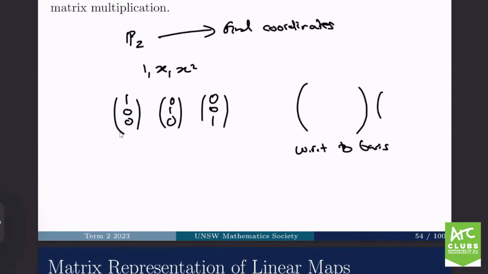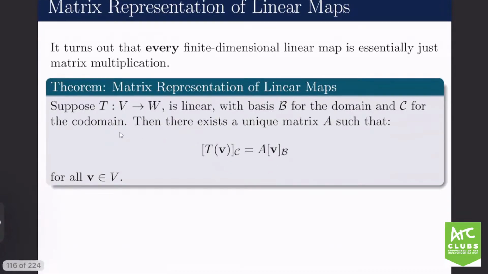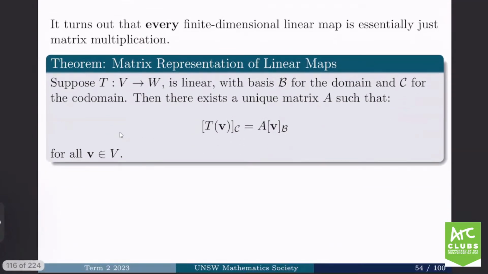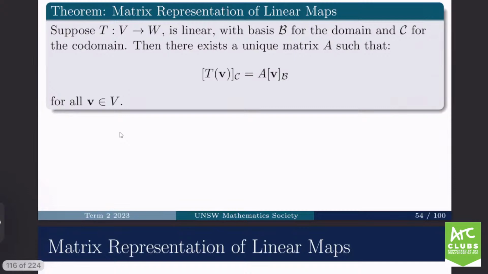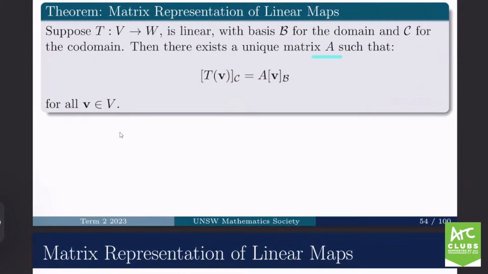So we take any vector with respect to those coordinates and just multiply it by a matrix. So in terms of the actual statement here, suppose that some linear transformation T from V to W is linear, with basis B for the domain and C for the codomain. Then there exists a unique matrix A such that if we find where V goes under the linear map, so T of V, and express it with respect to the basis C in the codomain, that is just equal to some matrix A times the coordinate vector of V with respect to B in the domain, okay?